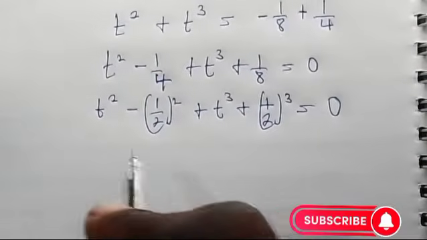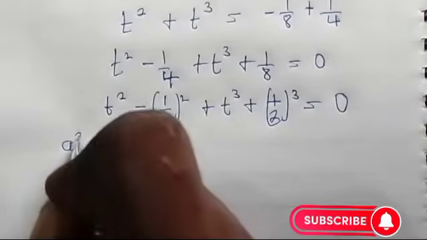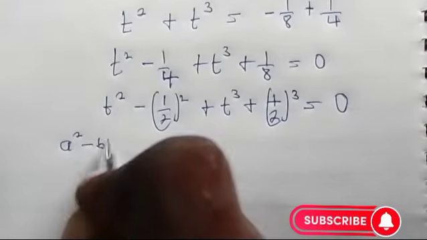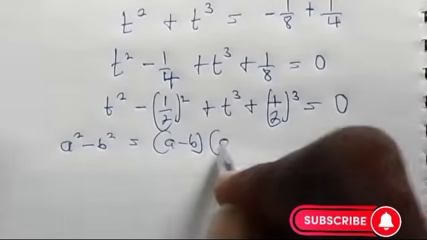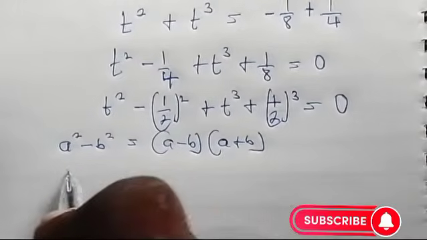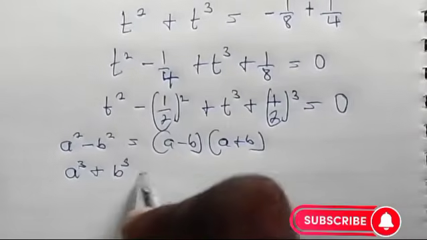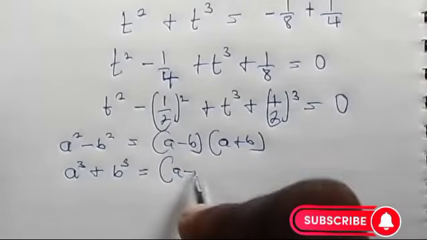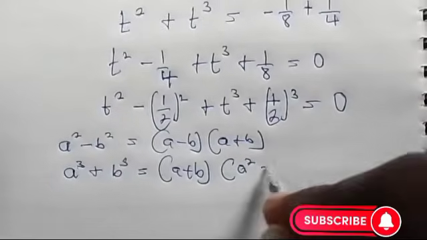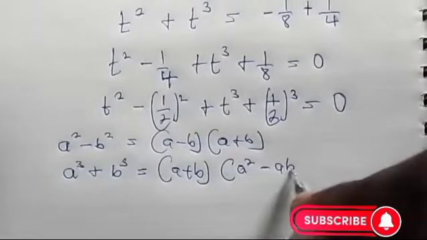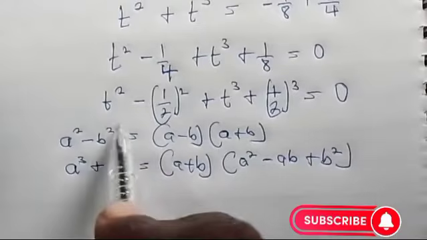Now, recalling two algebra properties. Firstly, the first one is difference of two squares. When you have a squared minus b squared, this is equal to a minus b into bracket multiplied by a plus b. And the second one is a raised to the power of 3 plus b raised to the power of 3. This is equal to a plus b into bracket a squared minus ab plus b squared. So these two properties, we are going to be needing here.